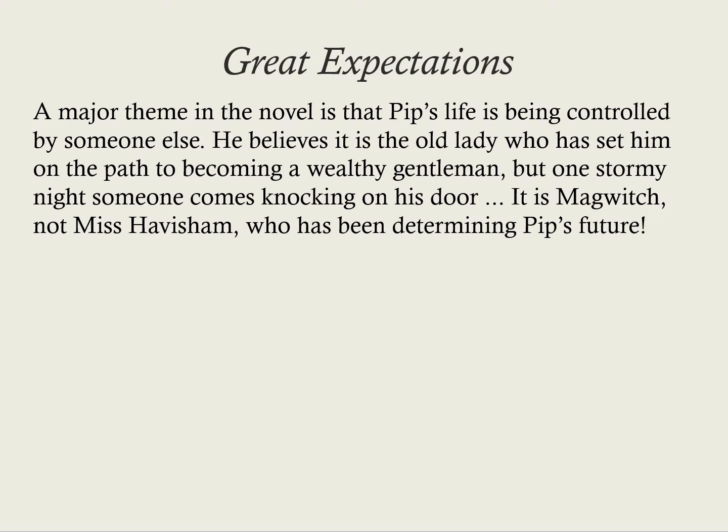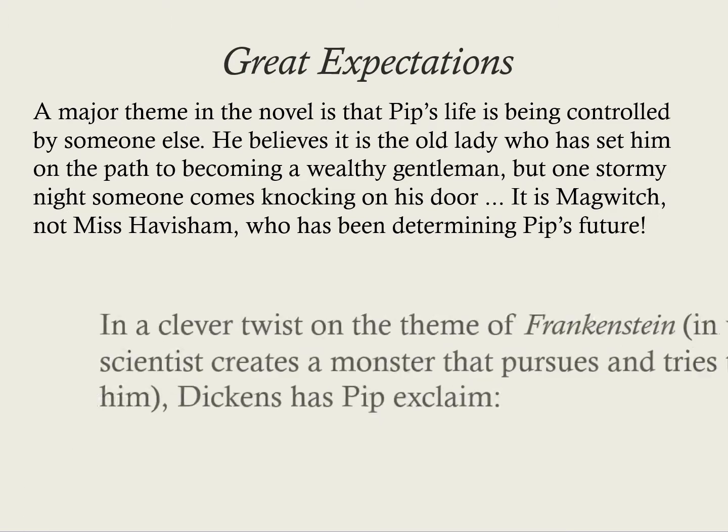And this man, Magwitch, he became free, he became rich. He never forgot the little boy back in England who helped him. And he decided, I will help that little boy. I will make him a gentleman. So the person who's controlling Pip's life is not, as he supposes, the old lady. It's the criminal that he helped. It's Magwitch that he helped when he was a little boy.